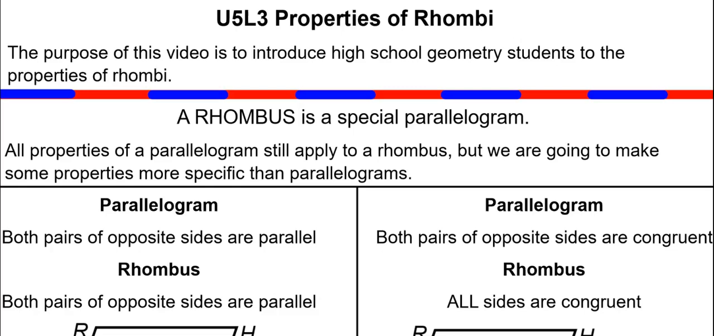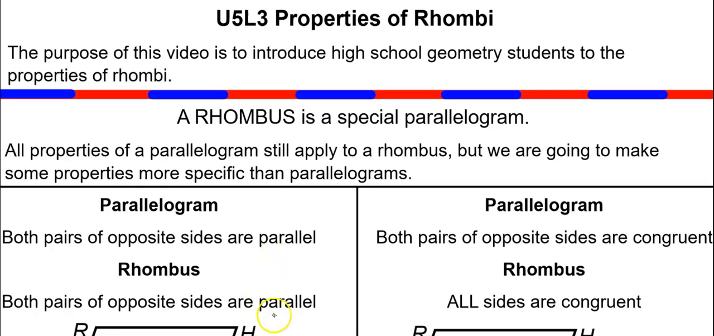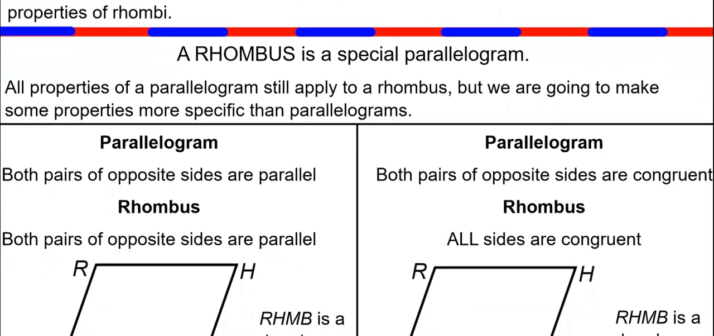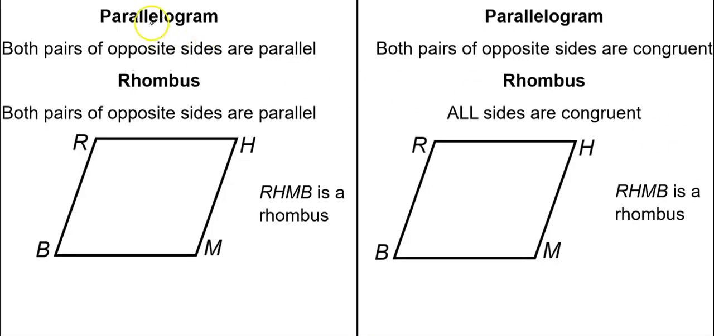Alrighty, Patriots, in the last lesson, we learned about the 5 properties of a parallelogram. We said a parallelogram is a special type of quadrilateral. A quadrilateral is a polygon with 4 sides. So we have a special type of parallelogram that is called a rhombus. All properties of a parallelogram are going to apply to a rhombus, but some of those properties are going to get more specific.